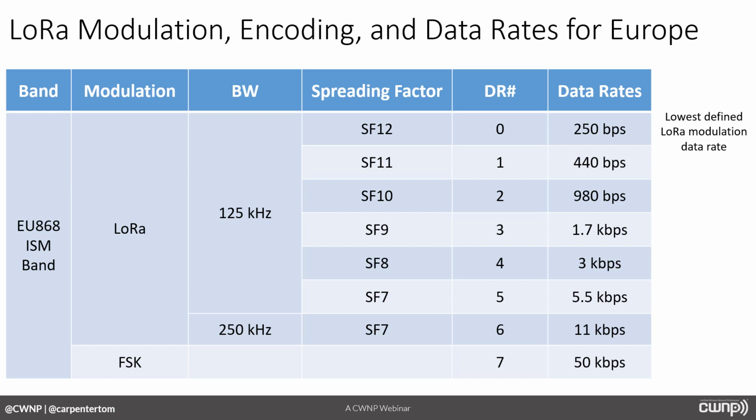And notice the highest LoRa modulation here for Europe is a 250 kilohertz wide channel with a spreading factor of 7, SF7, giving us what they call data rate 6, and that's 11 kilobits per second.